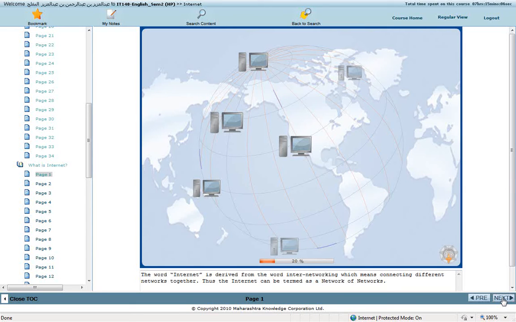Internet is derived from the word internetworking, which means connecting different networks together. Thus, the Internet can be termed as a network of networks.